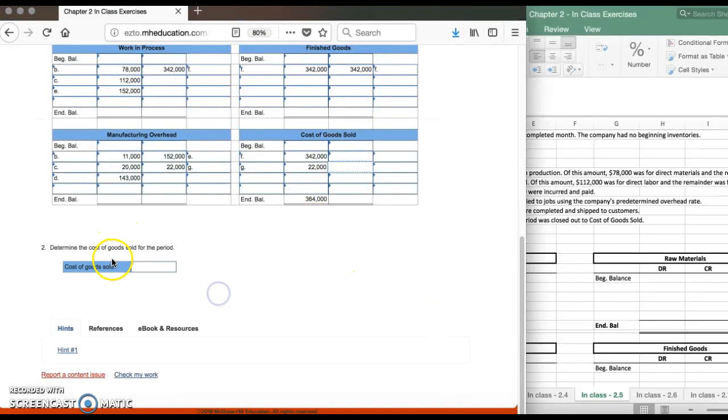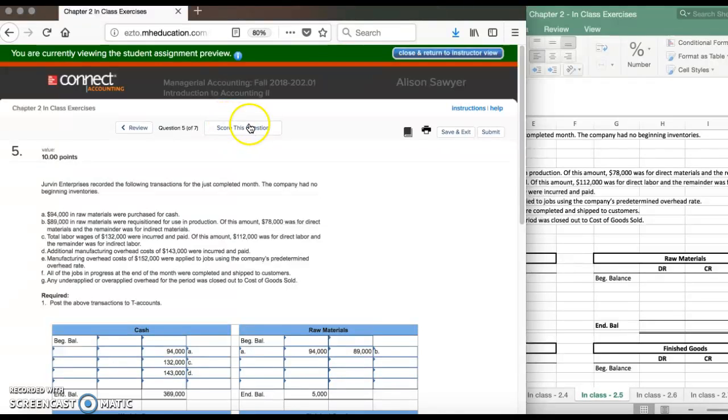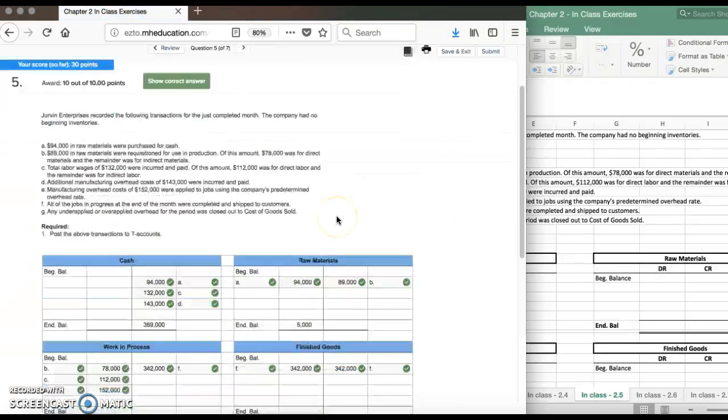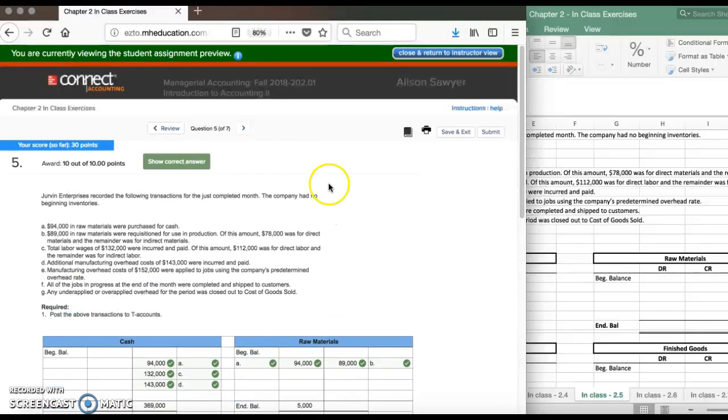And then what's our last question? Determine the cost of goods sold for the period. Well, it's going to be 364,000, because our general ledger says that's what our amount is. So we'll just score this question. And these are all the right answers. So good job on that one. That was a long one.